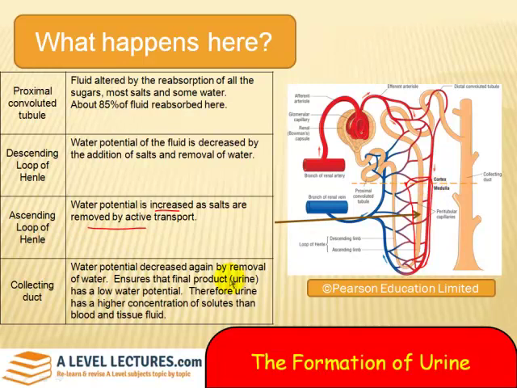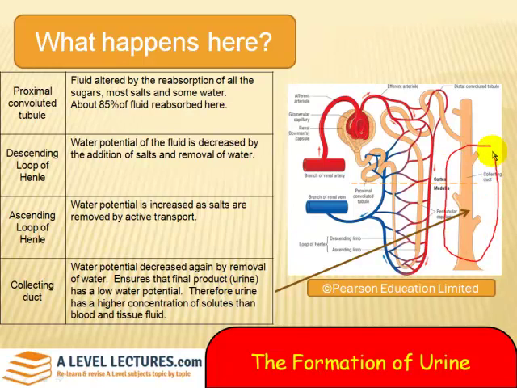And the last bit we talked about was the collecting duct, which is this bit over here. In the collecting duct, water potential is decreased again by removal of water. This ensures that the final product, the urine, has a low water potential. You don't want to be excreting more water than you need to. Therefore urine has a higher concentration of solutes than blood and tissue fluid.